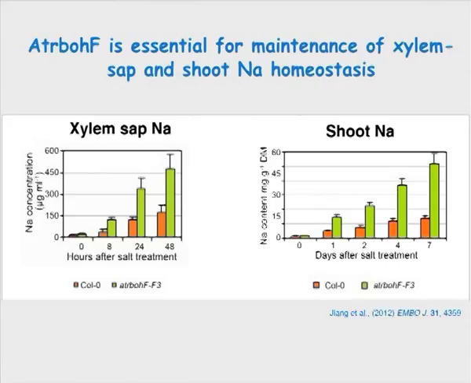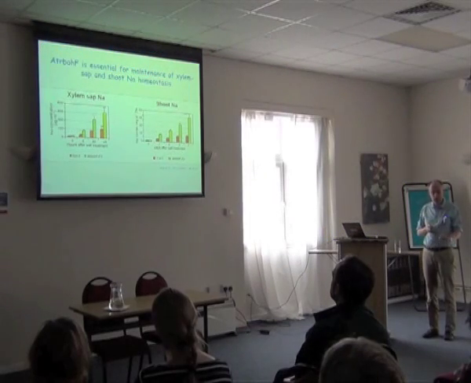And if you do that, here's an experiment where we're doing it hours after salt treatment. Orange here is the wild type plant, so the normal plant, and you can see that gradually the levels of sodium in the xylem sap increases. In your mutant that's lacking the A2RBOHF enzyme, you get a much greater increase in salt. So lack of A2RBOHF reduces the level of ROS in the root vasculature, and that, we believe, in turn increases the level of salt that is present in the xylem sap.